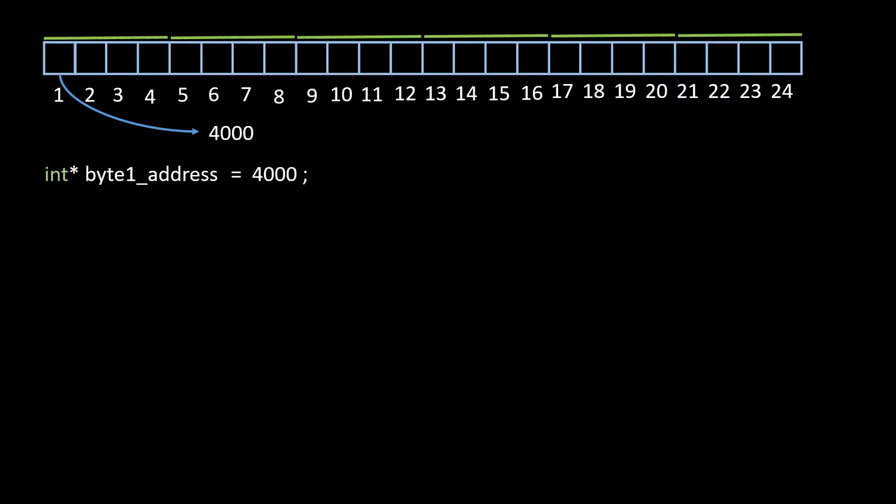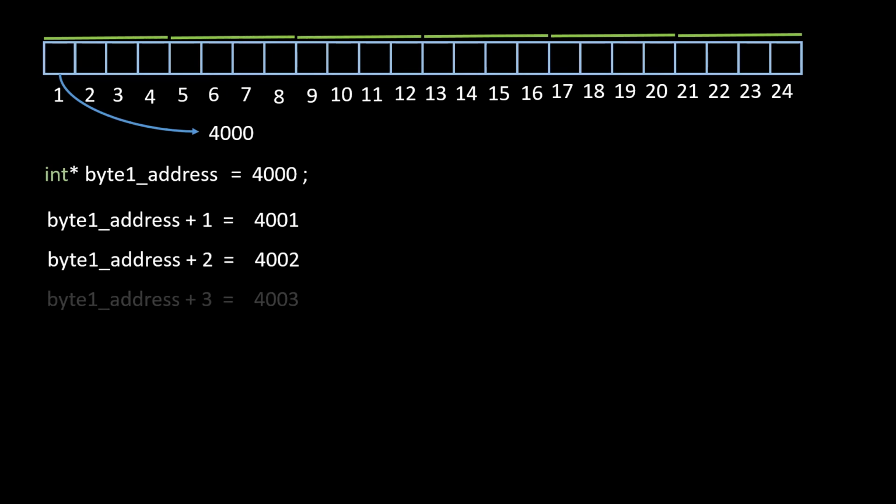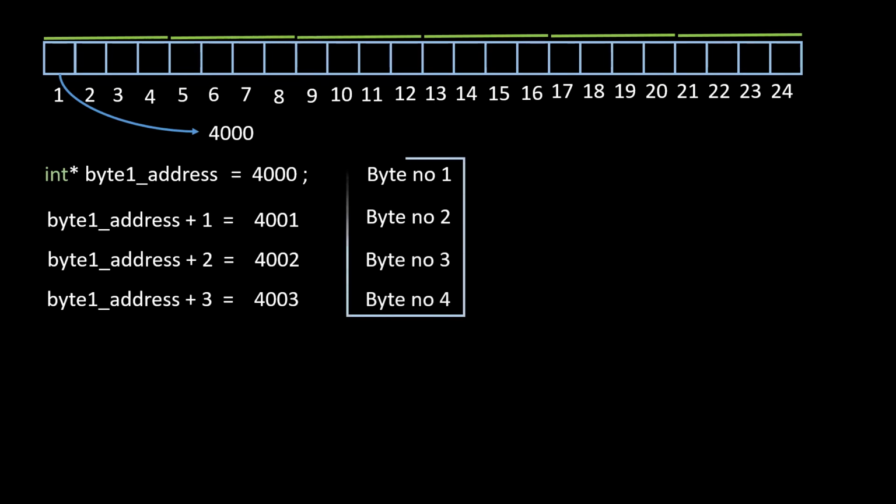Now, if you want to read the first byte of the first element of the array, you have to dereference our byte1 address pointer. And if you want to read the rest of the bytes of the element, we have to increase the byte1 address by 1, by 2, by 3 for accessing byte 1, byte 2, byte 3, byte 4. And this will make up our first element.